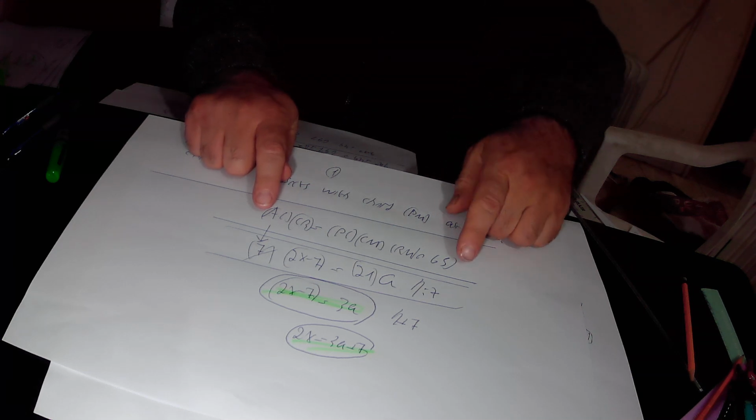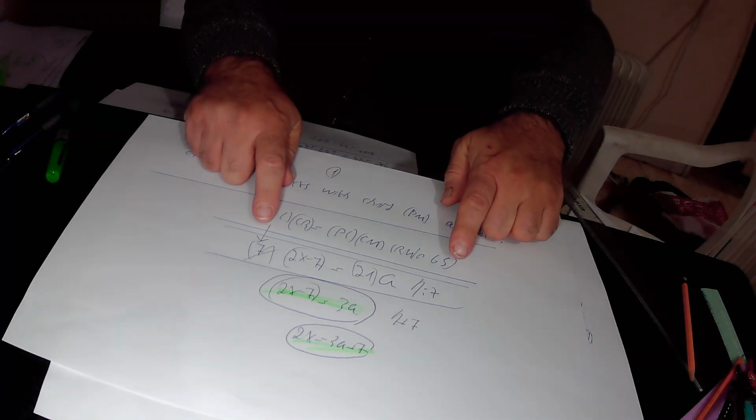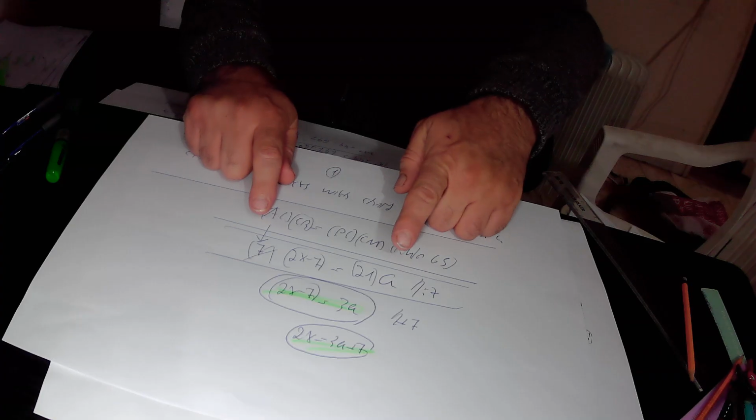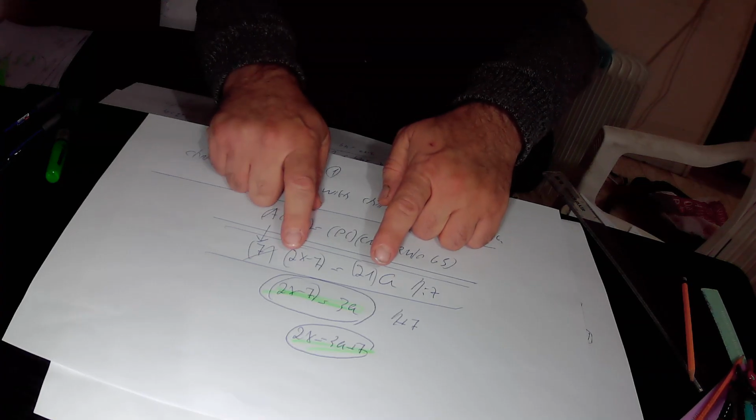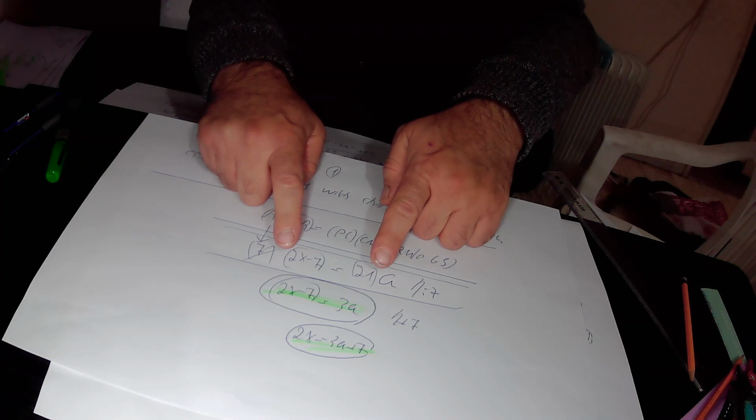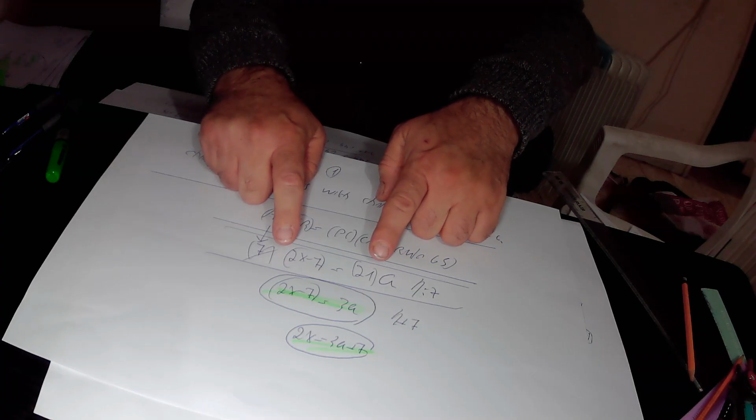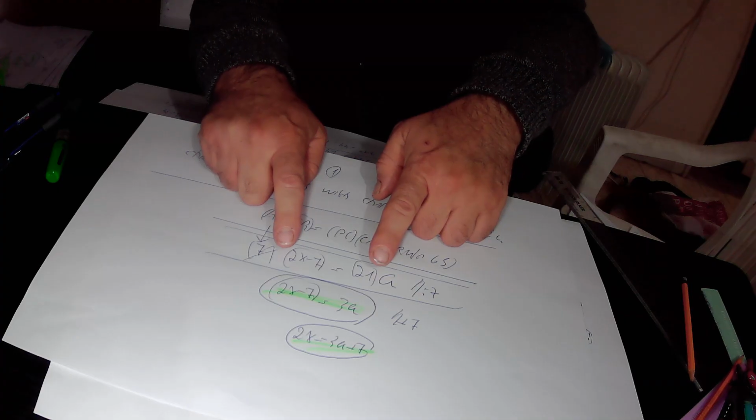Here we divided this equation by 7, so the 7 gets cancelled. 21a over 7 is 3a. So in total we found that 2x minus 7 equals 3a. Here we added 7 to this equation, and finally found that 2x equals 3a plus 7.